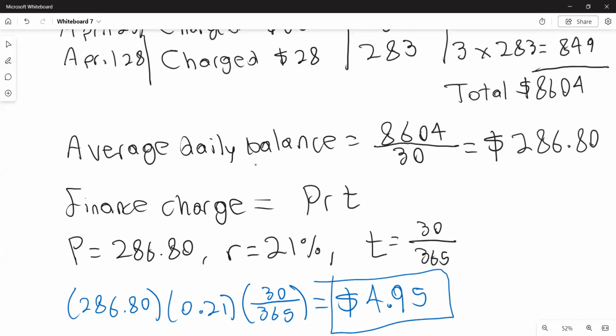In the last example, we're going to compare the two methods. So that's example 6 on page 414.